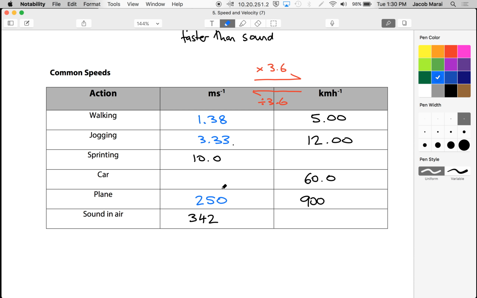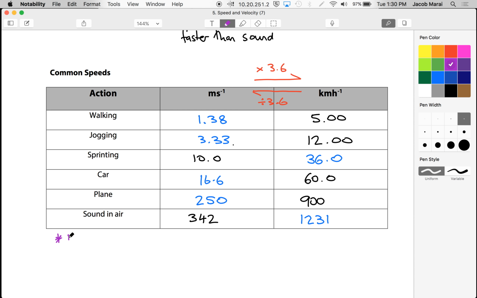Someone else. Let some of the less apt students have a chance, Ed. Yes? For the sprinting, it's 3.36. 36, that's better. 36.0, really, isn't it? 36.0. And something else? Yep. Go. No, come on, Ed, then. The sound is 1,231. And then who's got the car? Yep. 16.6. All right. Good.